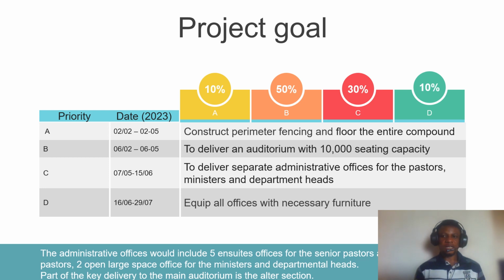Looking at the goal of this project, basically the goal is to construct perimeter fencing and floor the entire compound. That's one of the goals. The goal has been divided into 4 stages to be able to deliver the auditorium that will seat 10,000. The third goal is to deliver separate administrative offices for the pastors. And the fourth goal is to equip all offices with necessary furniture. So this is the goal of the project as it is broken down into smaller stages.